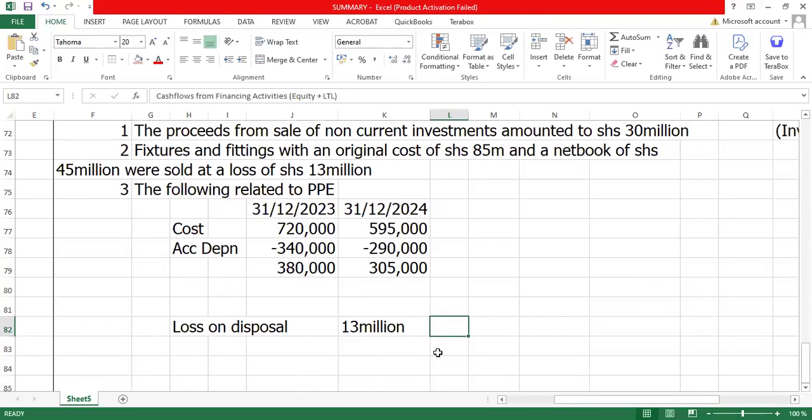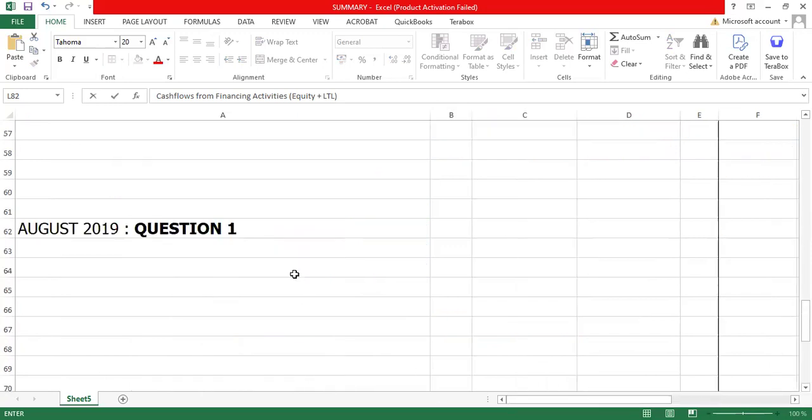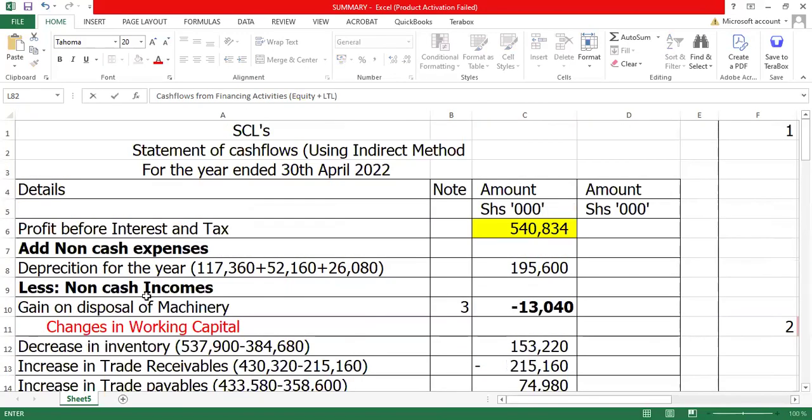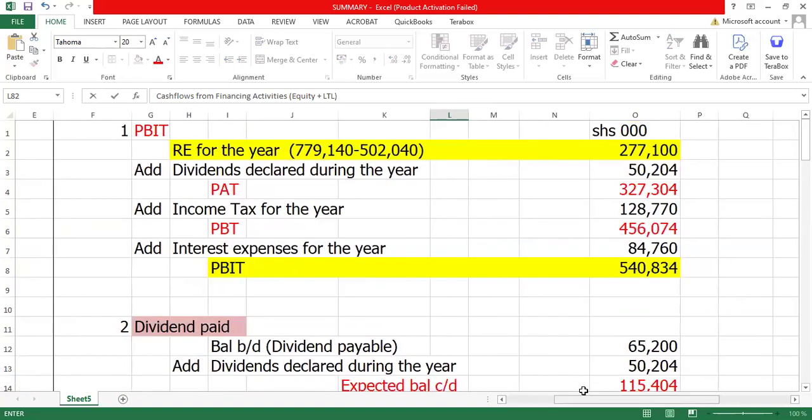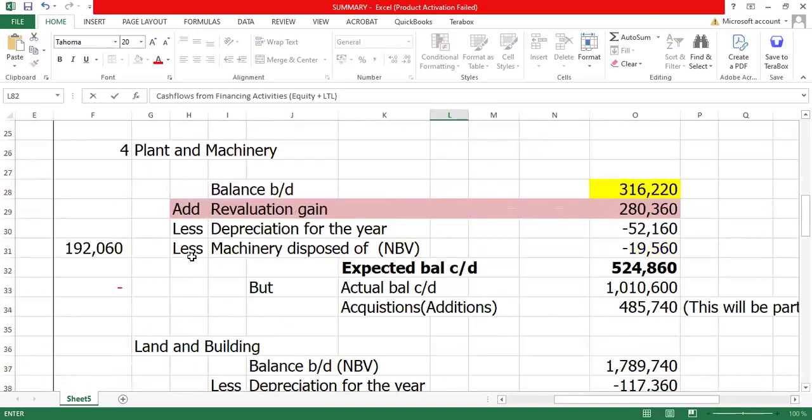And what do you do with loss on disposal? This is a non-cash expense. You add back. You add back from this side, where we have non-cash expenses. You add back the loss on disposal. What else do you do?